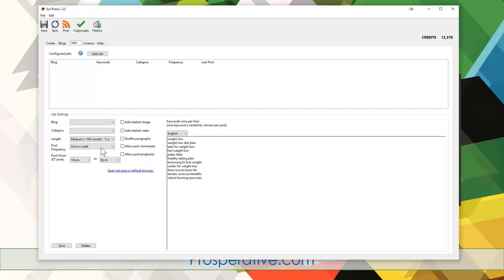Okay, if you delete the job, just in case anybody wonders, it doesn't delete your post. Your post is safe. All it does is stop it posting again in the future.